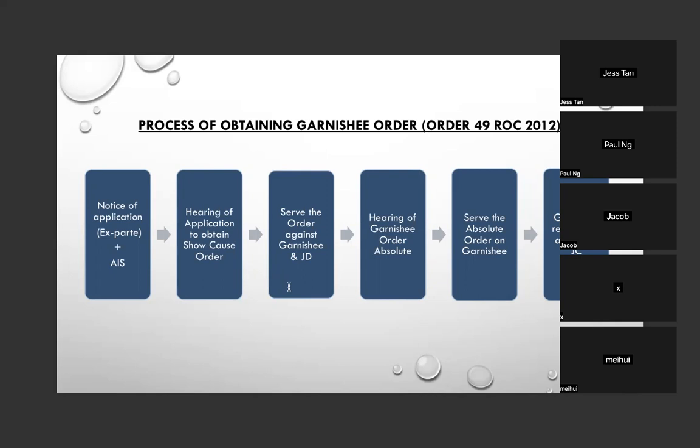Once you obtain the show cause order, you need to serve the order against the garnishee and also the defendant himself. They will then fix a hearing for the garnishee to show cause. On the hearing of the show cause order, the garnishee will need to appear and the court will grant the absolute order. Once you get the absolute order, you need to serve again on the garnishee. After the service, the garnishee will release the amount.